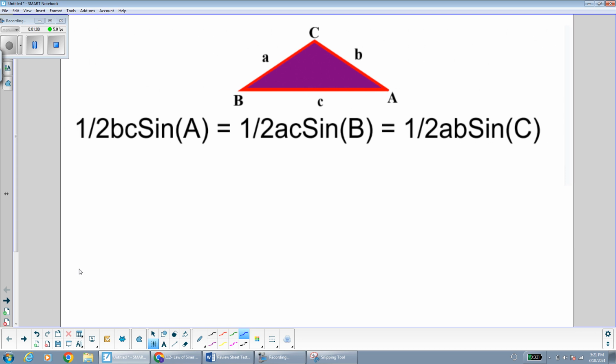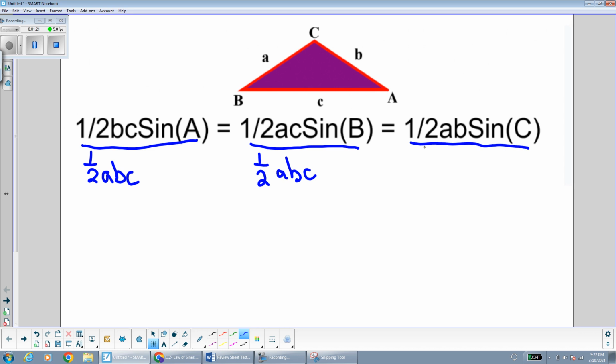So what I'm going to do is I'm just going to start over here on the left, and I'm going to just divide everything here by 1/2 ABC. And I'm going to do the same thing over here because this is an equation. So if I do something to one side, I do have to do it to all of the pieces to keep it equal and balanced.